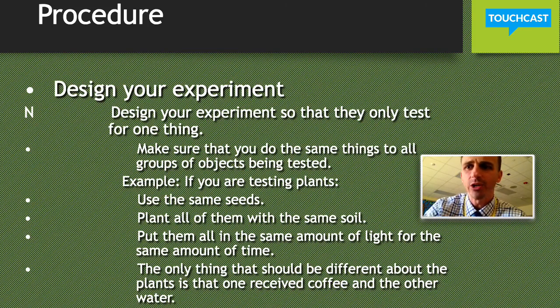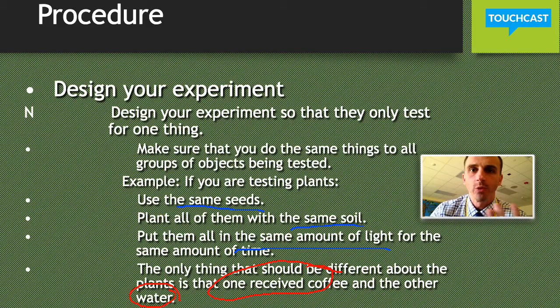There's a lot of things that you're going to want to keep the same. In this case, we're going to be using the same seeds. We're going to have the same type of soil. We're going to have the same amount of sunlight. That's all going to stay the same, same size cups. Everything's going to stay the same. The only thing that's going to be different is which ones receive coffee and which ones receive water. So those are the things that we're changing. And then of course we're going to be measuring the height of the plant. So make sure you're only testing one thing.